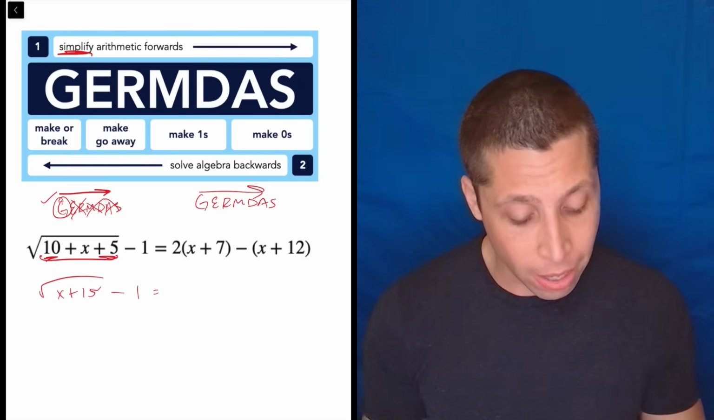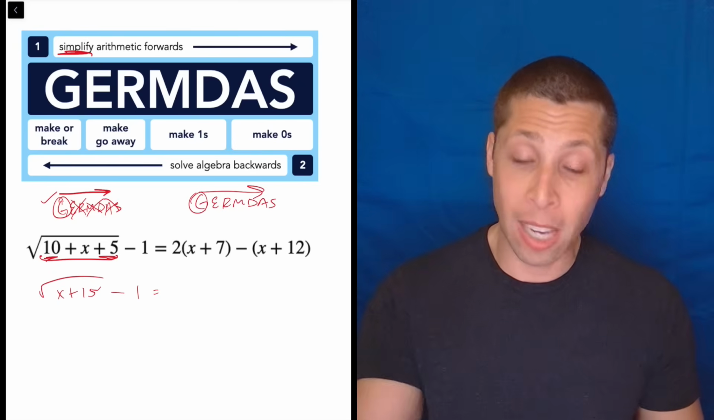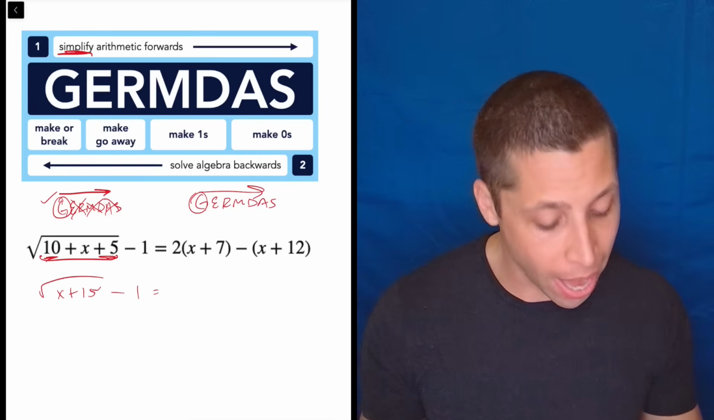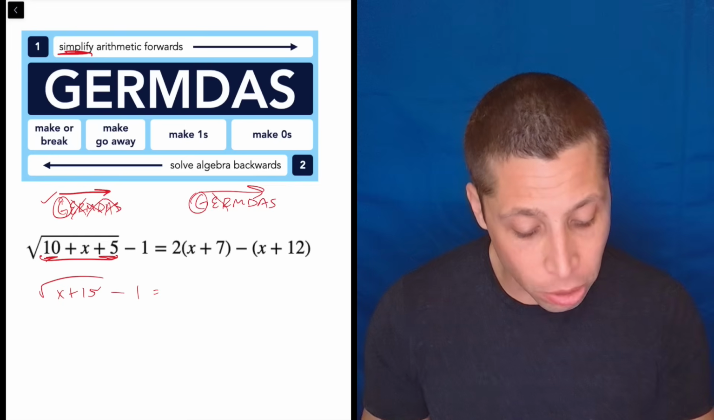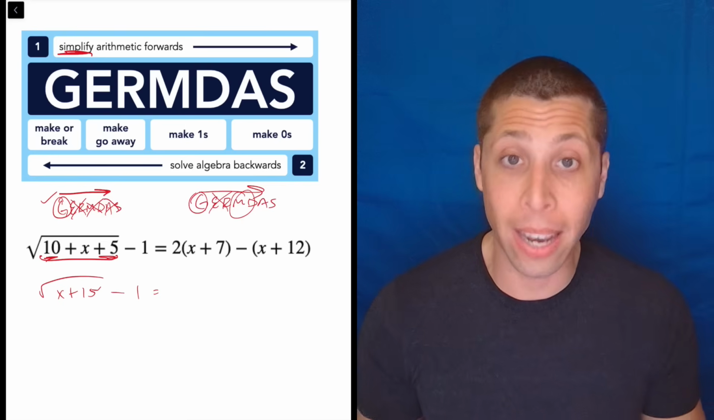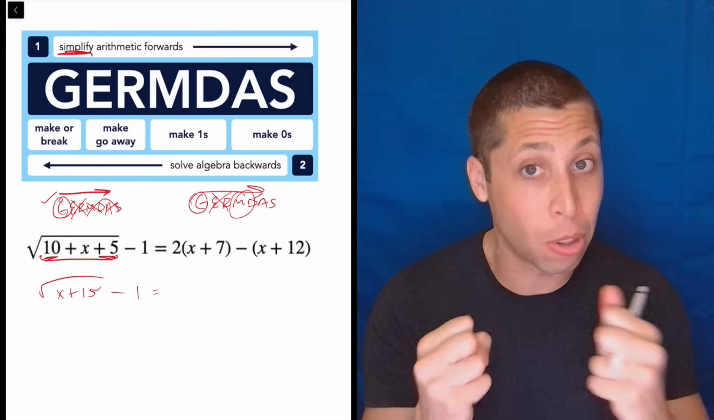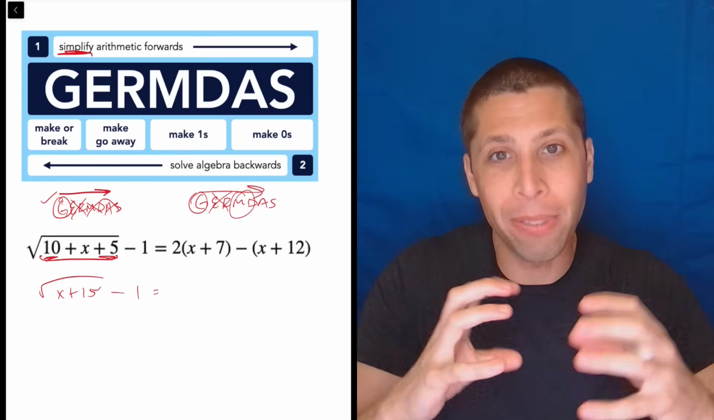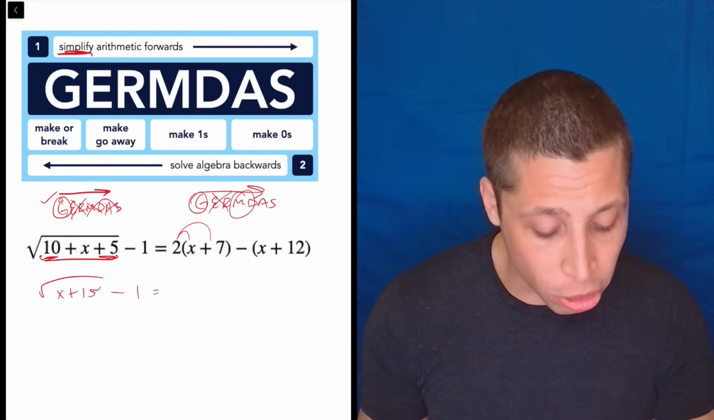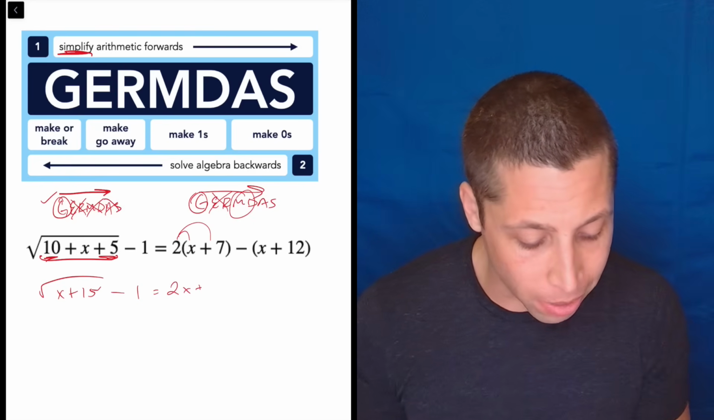Moving over to the right, are there any groups? Yes, x plus 7 is a group. x plus 12 is a group, but I can't do anything with that because x and 7 can't be added. x and 12 can't be added. Thankfully, there are no exponents or radicals, but there is multiplication and division. So I'm going to do that. And in this case, because I can't simplify the groups any further, I'm going to try to break them apart by doing distribution. So we get 2x plus 14.